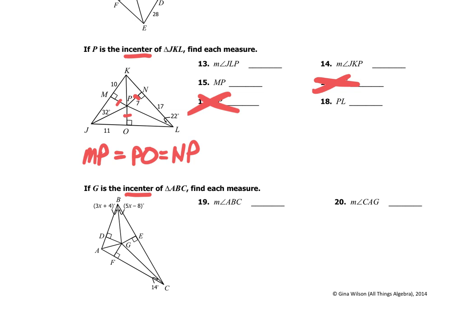So immediately, if I ask you to find out what MP is, is that going to be hard to do? No, because I already know if PN is 7, then guess what? MP is also 7. If it asks me to find PO, which it doesn't, then we could do that.